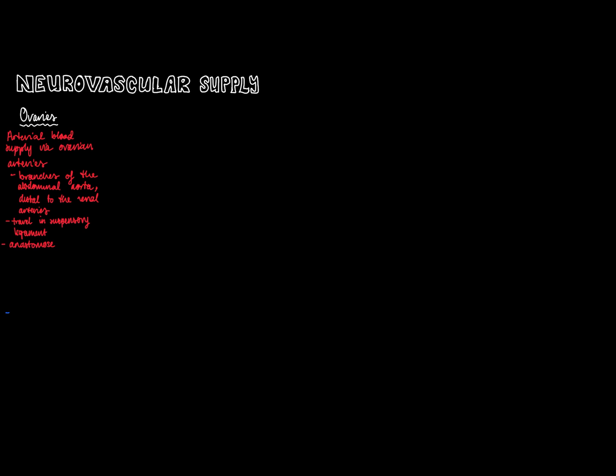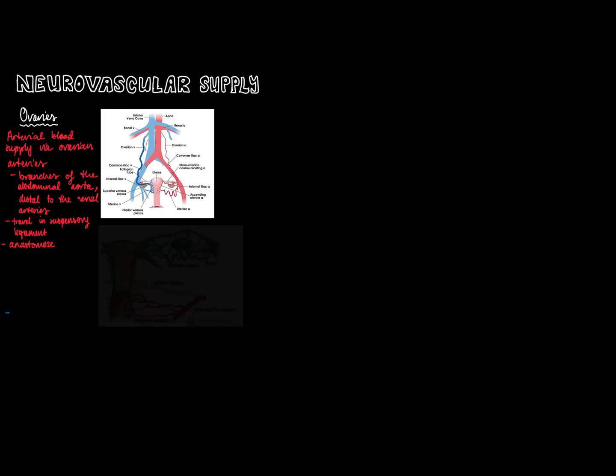These branch from the abdominal aorta just below where the renal arteries are given off. This can be explained by the ovary's descent in the abdomen during embryological development. The ovarian arteries travel within the suspensory ligament through the broad ligament of the uterus to reach the ovaries. There they anastomose with the uterine artery within the broad ligament.